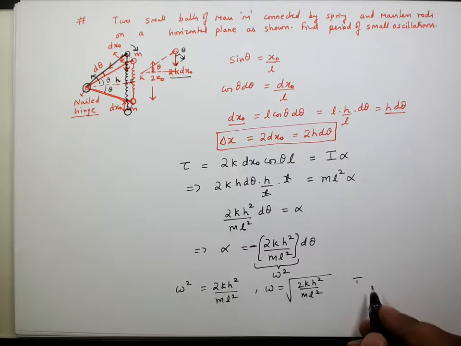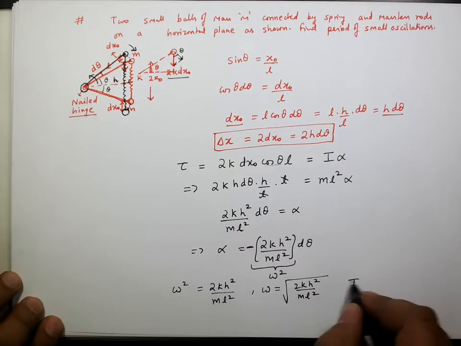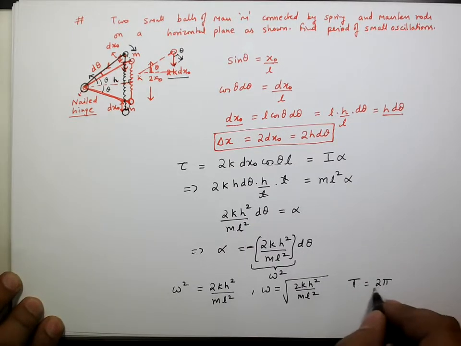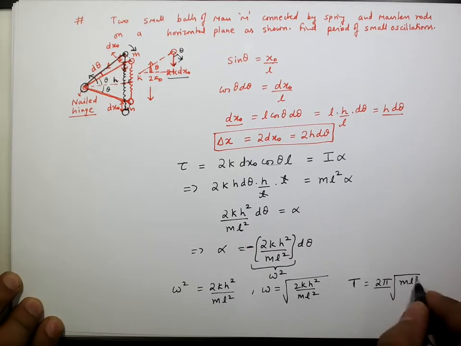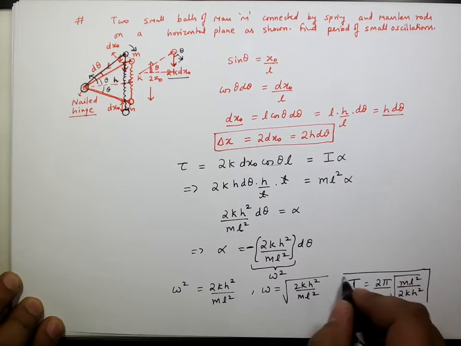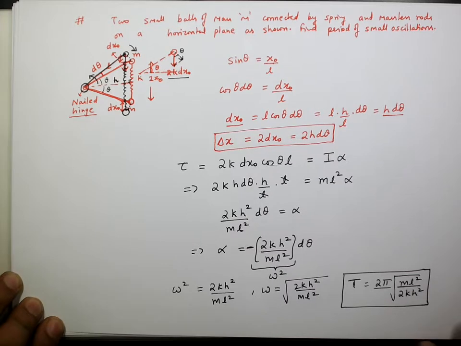Time period will be equal to 2 pi over omega, so 2 pi root of m L square upon 2k h square. So this is the time period of small oscillations.